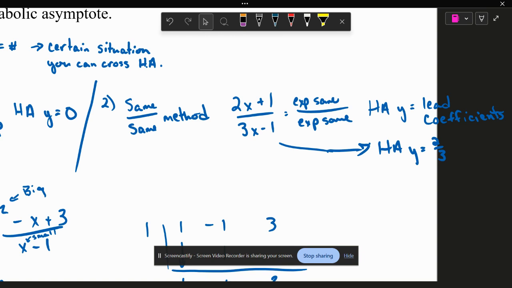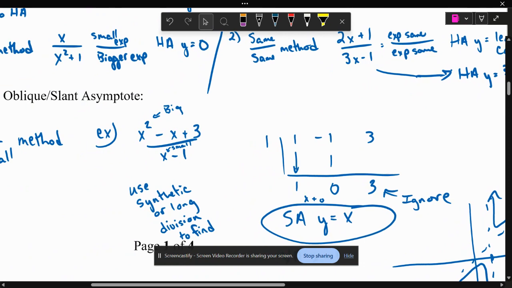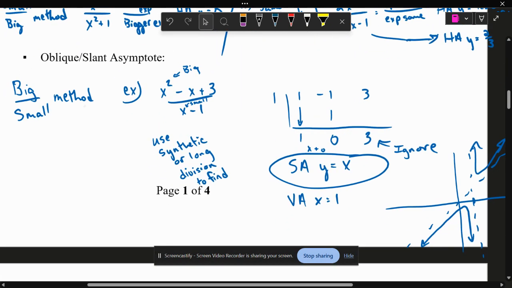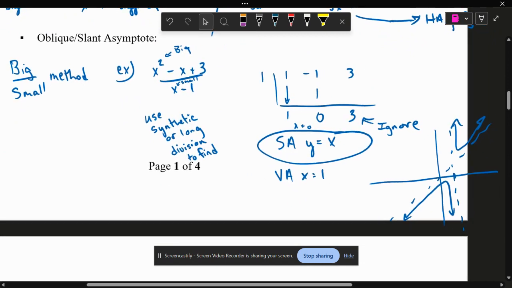So recap: vertical asymptotes are all based on your denominator. Holes are where you cancel things out. Horizontal, if it's small over big, your horizontal asymptote is y is equal to 0. If they're the same, it's your lead coefficients. The last thing is, what if you have a big over small? If you have a big exponent over a smaller exponent, you have something called an oblique or slant asymptote. I call it the big to small method.